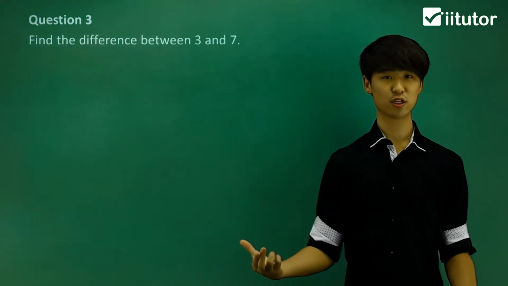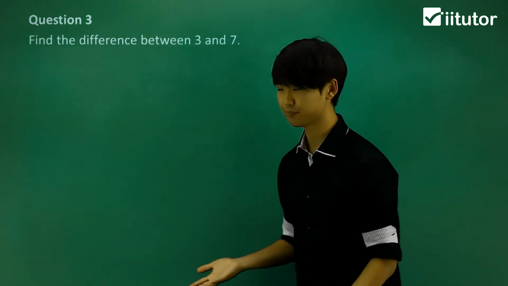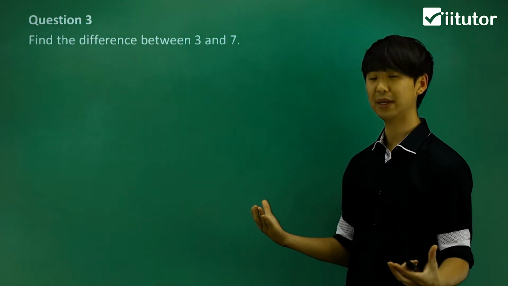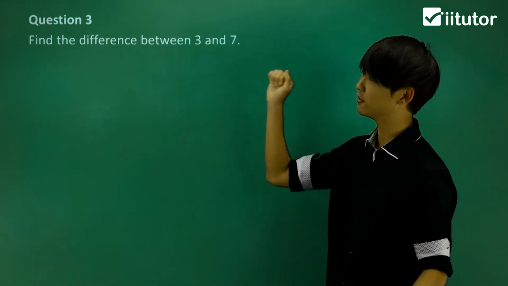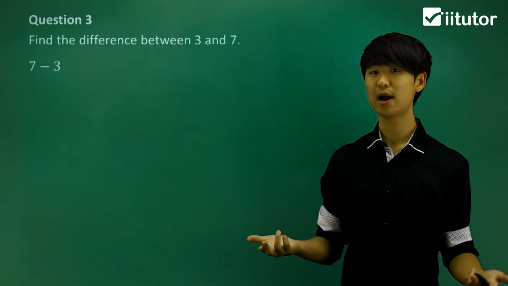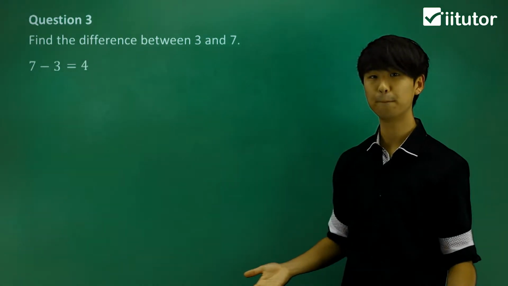Now, if we take a look at question 3, it says find the difference between 3 and 7. Difference is the term relating to subtraction. So the difference between 3 and 7, we're going to write 7 subtract 3, which gives me a value of 4.